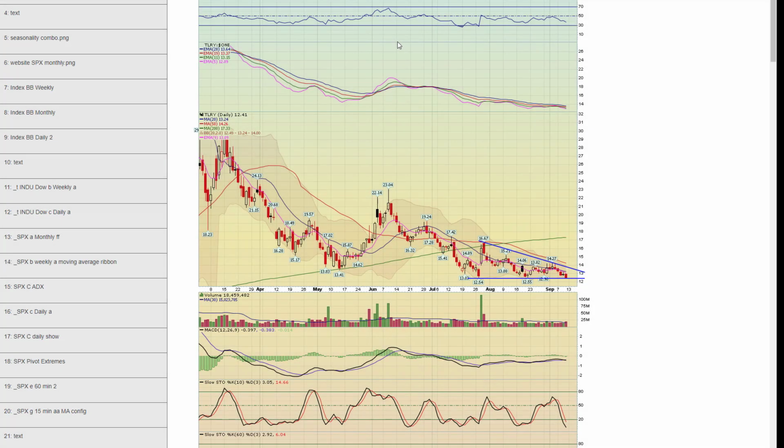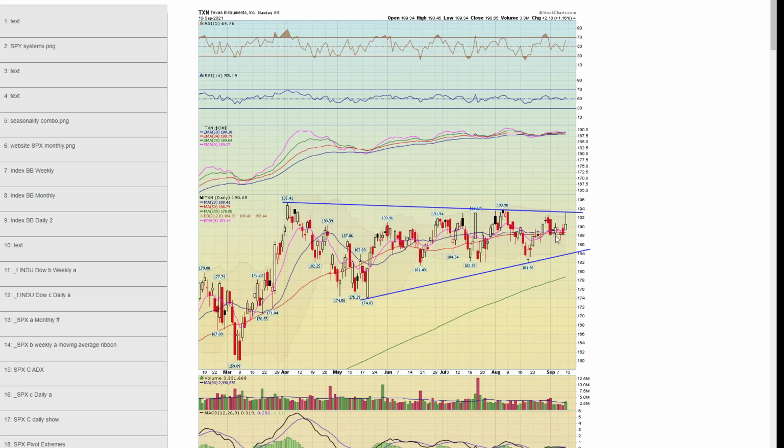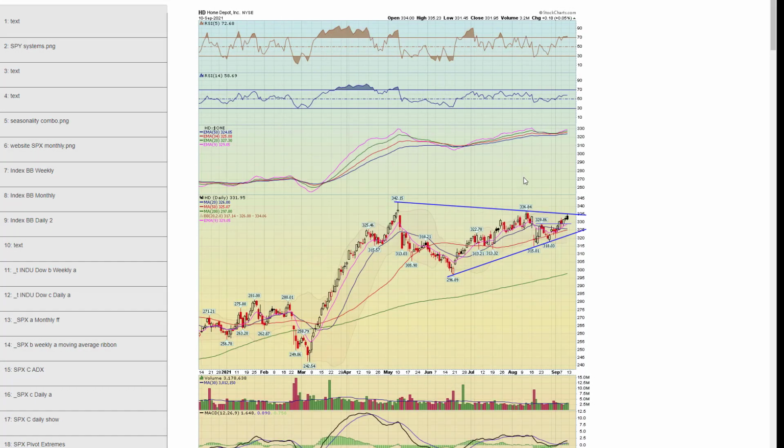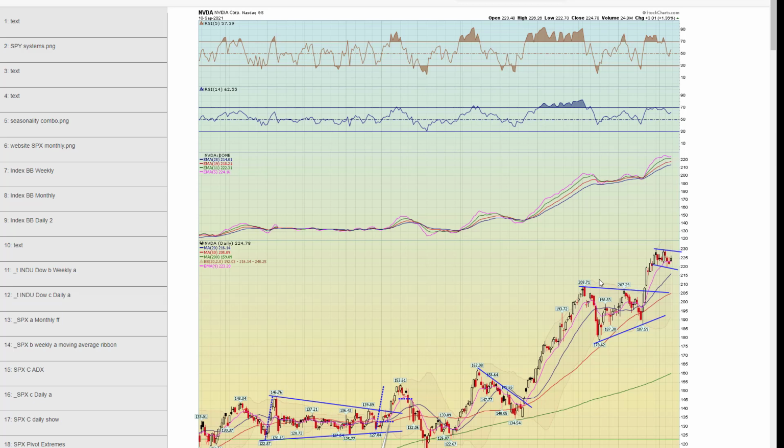Next, Jabber 122, OSTK, another potential short if it loses that trend line. Next, Jabber 123, TXN, Texas Instruments, big coil pattern, holding up very well. It's in the semis, one to monitor, honestly, for either way. But if this holds up and the market sells off, this is one to monitor for a good long. Next, Jabber 124, Home Depot, still in this big coil.